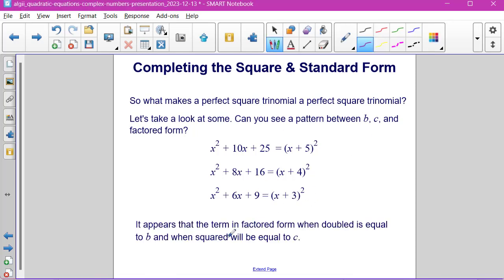It appears that the term in factored form, so our plus 3, for example, when doubled is equal to b, that's plus 6, positive 3 times 2 is positive 6, and then if you square this term, you end up getting c. So that's the relationship between each number in the quantity being squared and the b and c terms.